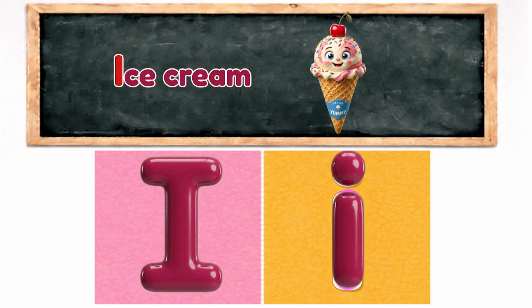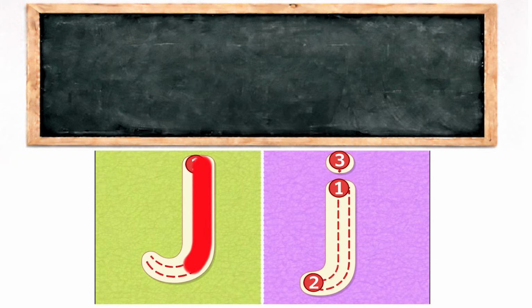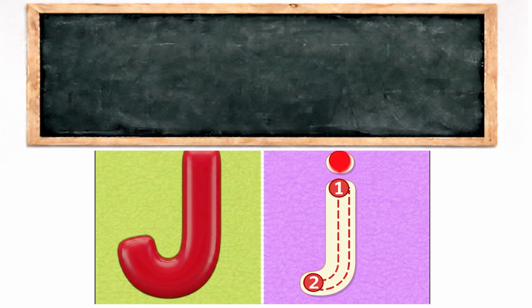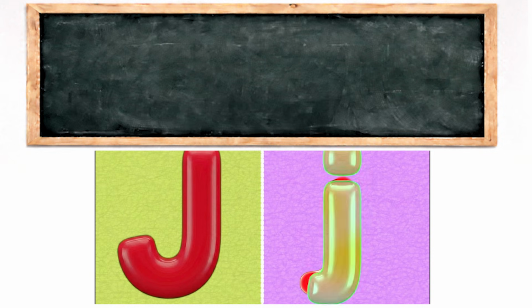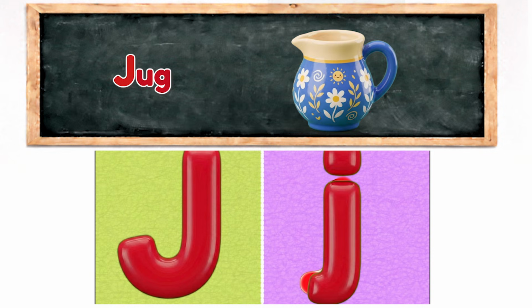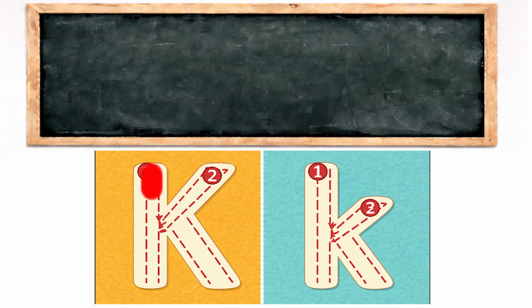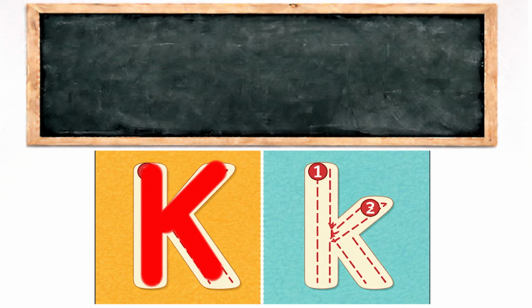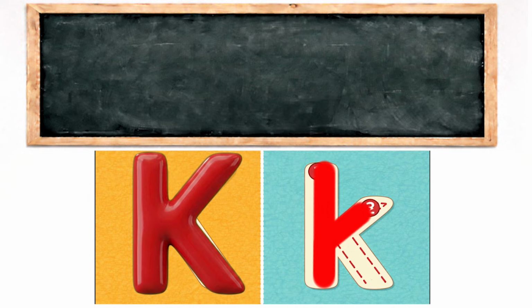I is for ice cream. This is capital J, and this is small j. J is for jug. This is capital K, and this is small k.